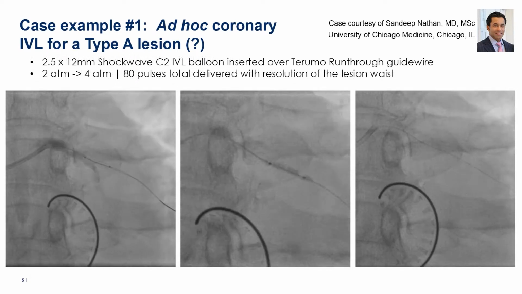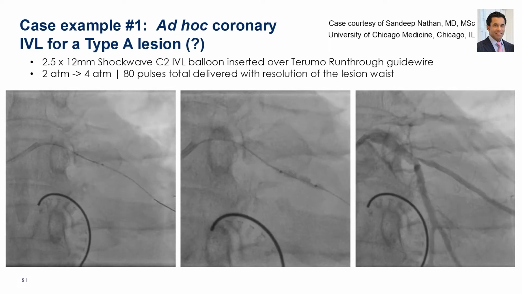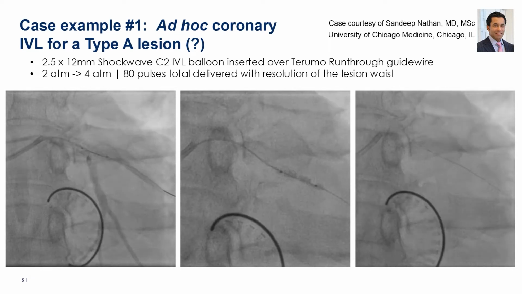Interestingly, a 2.5 by 12 C2 IVL balloon went out very easily. We pulled the second buddy wire, and we delivered pulses at 2 to 4 atmospheres. At 4 atmospheres, it gave. My thought was that perhaps even the 2.5 was a little bit big, and we were already dissected. So I didn't go up to the full 6, but very good expansion relatively quickly after we started delivering pulses. We ran it out to 80 pulses.